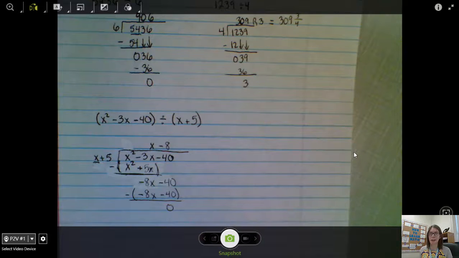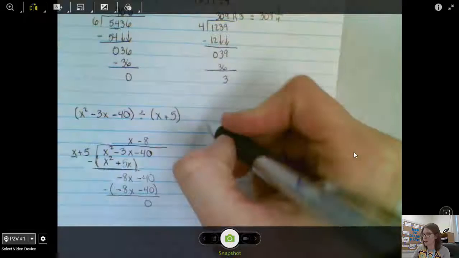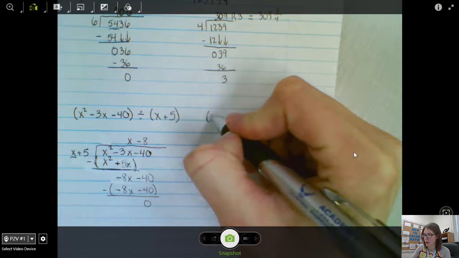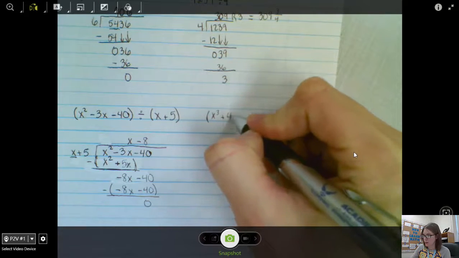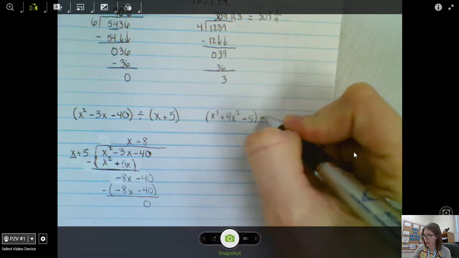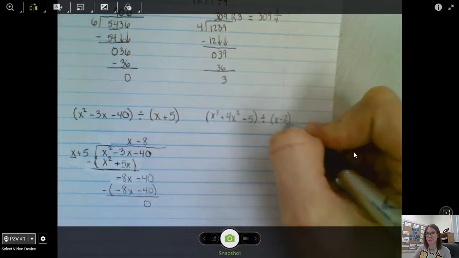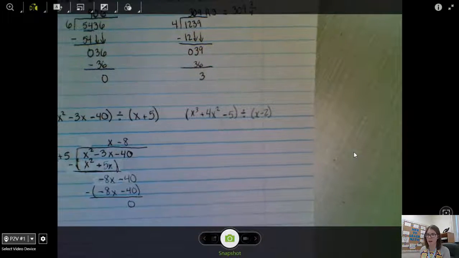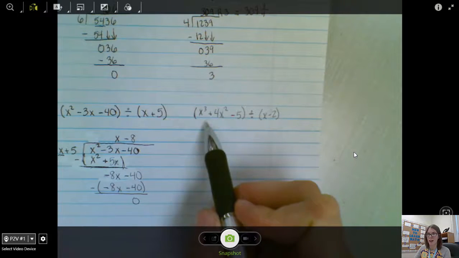Okay, my second example, like I mentioned at the end of the last one, we have a couple things that we have to be careful about. Here is my second example of polynomial long division. I'm going to do x to the third power plus 4x squared minus 5 divided by x minus 2.